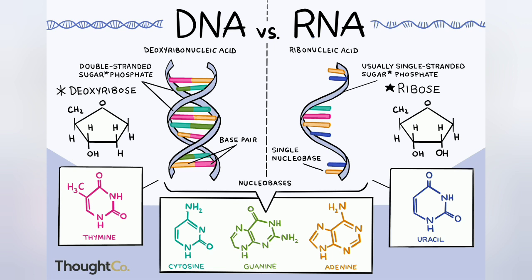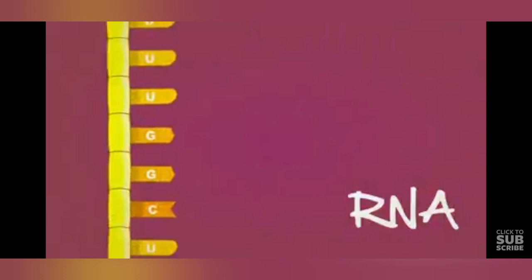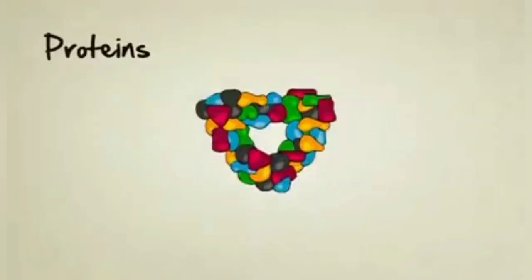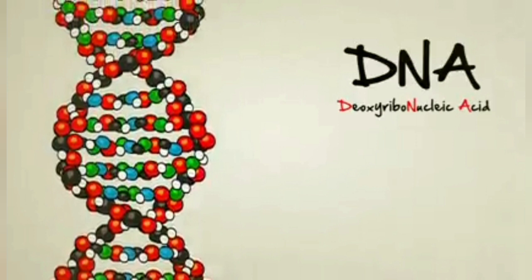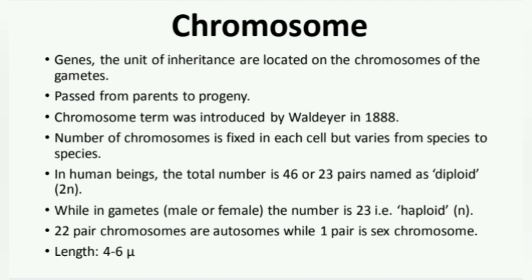Chromosome is a long DNA molecule with part of all the genetic material of an organism. A chromosome is a structure found inside the nucleus of a cell. A chromosome is made up of proteins and DNA organized into genes. Each cell normally contains 23 pairs of chromosomes. Genes, the unit of inheritance, are located on the chromosomes in the gametes and passed from parents to progeny.